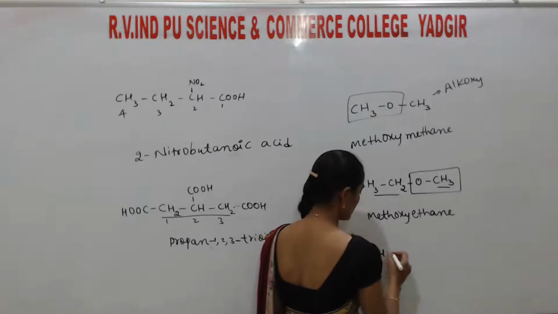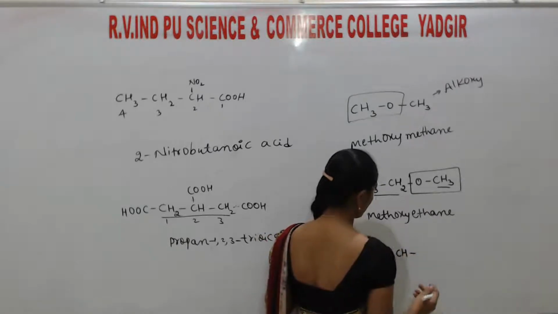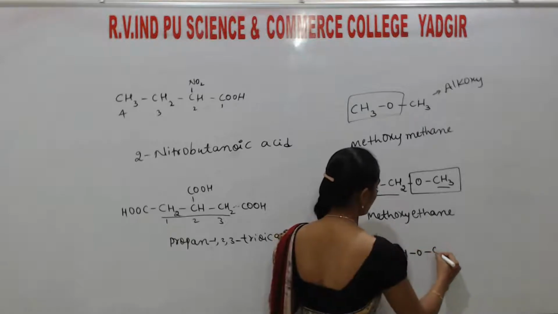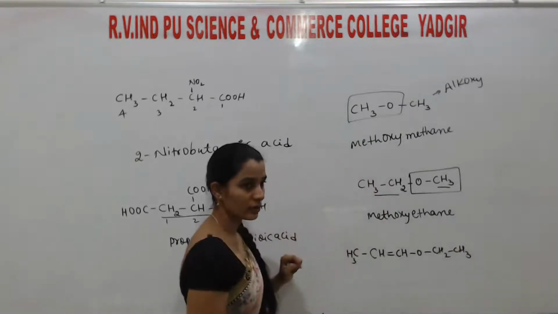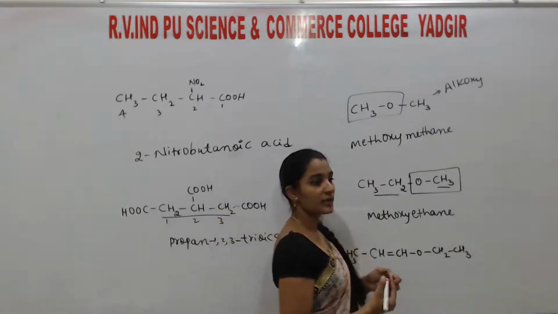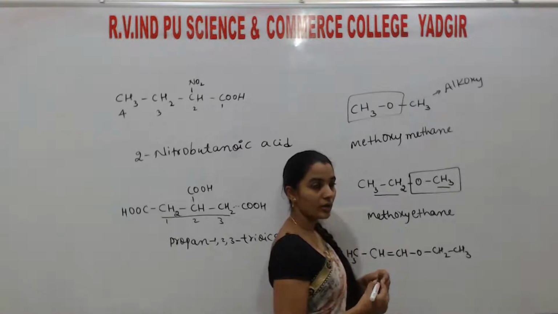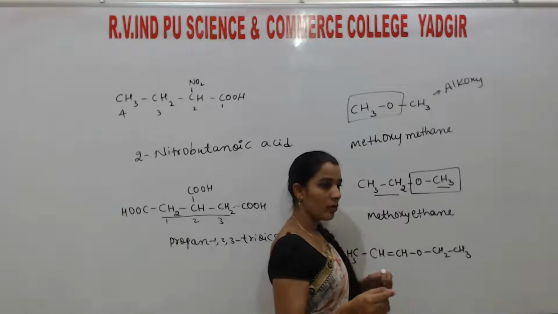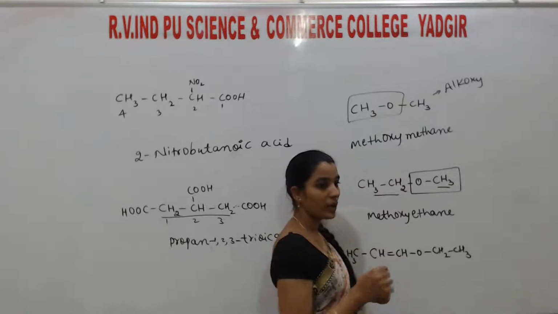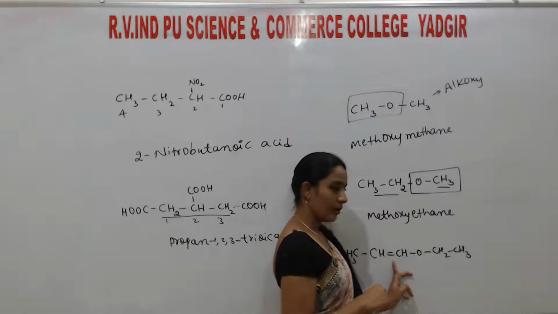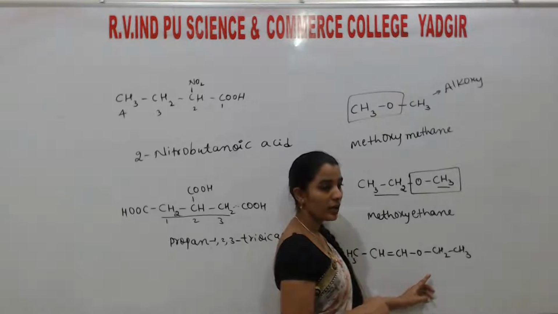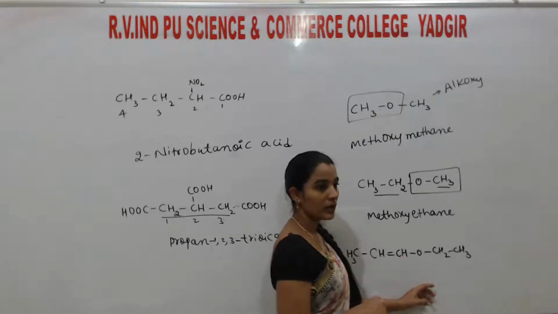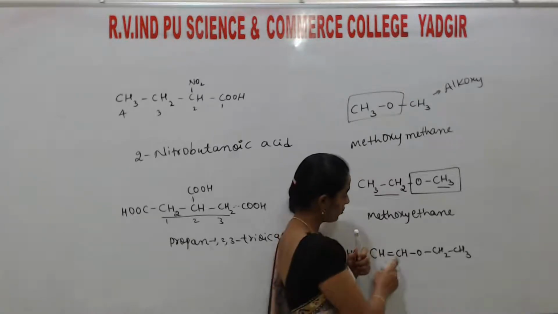Next, if you consider CH2, CH3, CH double bond CH, O, CH2, CH3. Listen students, in the priority order, you consider CONH2, COR. In the last class I gave the priority order; in that you just check. Here a double bond is there, an alkoxy group is there. Which one is prior, alkoxy or double bond? Double bond is prior. Alkoxy is the least prior group. That means we have to give preference to this.